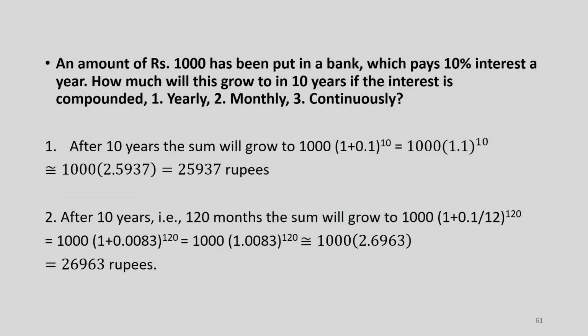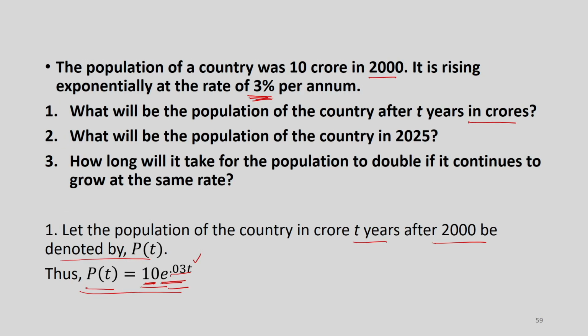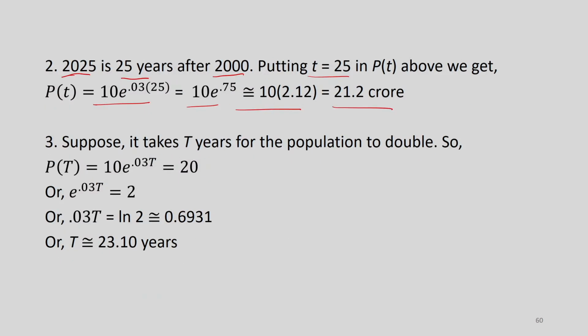And the third part was how long will it take for the population to double if it continues to grow at the same rate. So again I will use the same formula. Suppose it takes capital T years for the population to double. So I can write P of t will be equal to 10 multiplied by e to the power 0.03 multiplied by capital T, but that will be equal to 20 because the population is doubling. So it was 10 before, now it will become 20. So I have to solve this for capital T, and that is not very difficult.